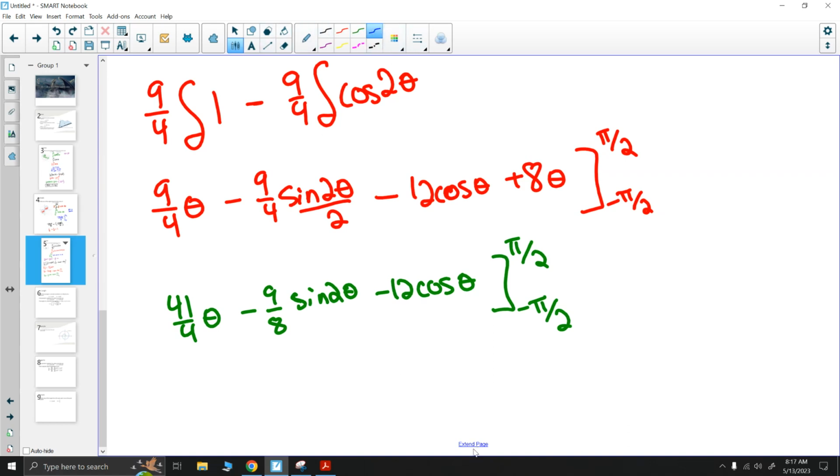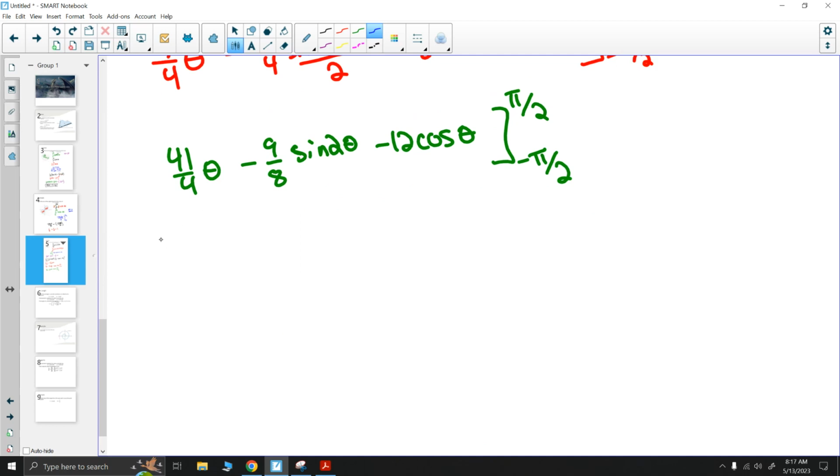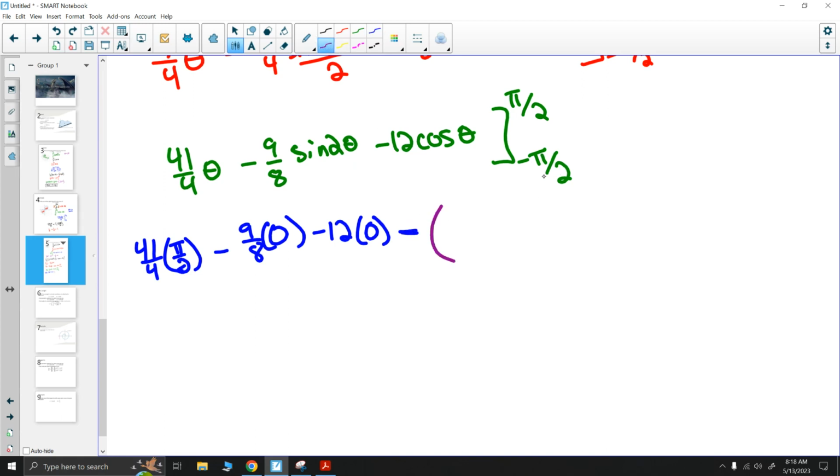Alrighty, so plugging in pi halves, we get 41 over 4 times pi over 2 minus 9 over 8 sine of pi. Sine of pi here would be 0, minus 12 times cosine of pi halves, which would also be 0. Then we say minus negative pi halves times this thing would be negative 41 over 4 times pi halves. The negatives here technically, but whatever.